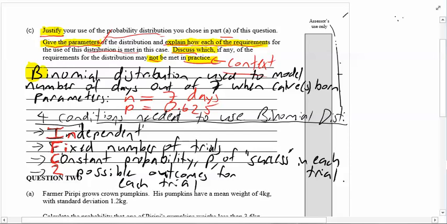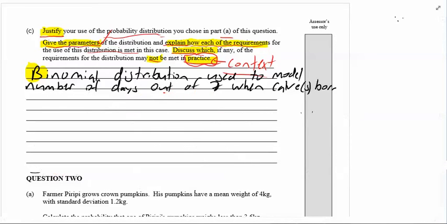Now, if we rattle that off, we don't get any credit, because just memorizing those things doesn't show you understand anything about the distribution. So we need to spell out what we mean by each of those 4 things, and we need to relate it to the context. That's the part in the question where it says discuss which, if any, of the requirements of the distribution may not be met in practice. It's just a reminder that we have to talk about the context. Okay, so let me clear off a bit of space here so I've got room to write.